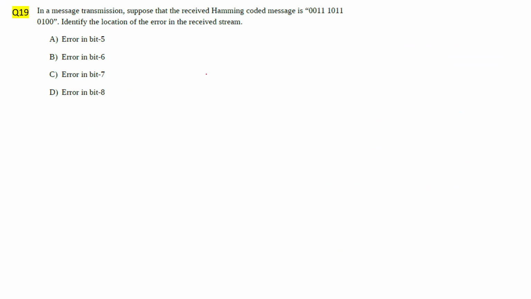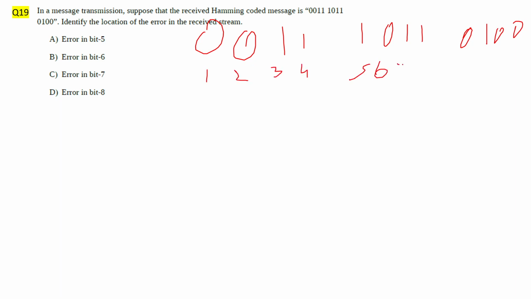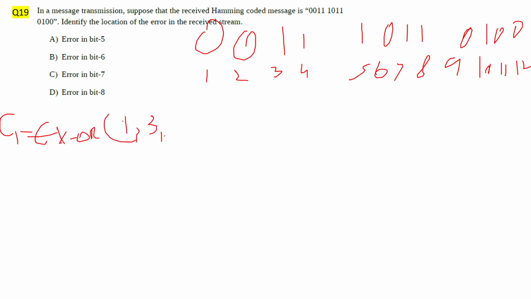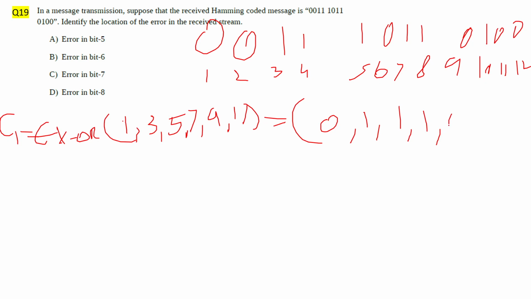So you have 0, 0, 1, 1, 1, 0, 1, 1, 0, 1, 0, 0. This is bit 1, 2, 3, 4, 5, 6, 7, 8, 9, 10, 11, and 12. So C1 will be equal to XOR of 1, 3, 5, 7, 9, 11. So this is 0, 1, 1, 1, 0, 0, and that is equal to 1.